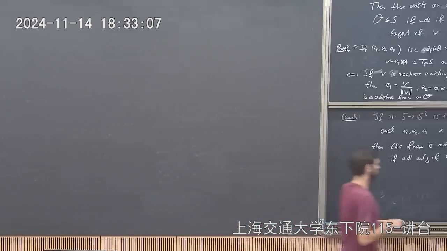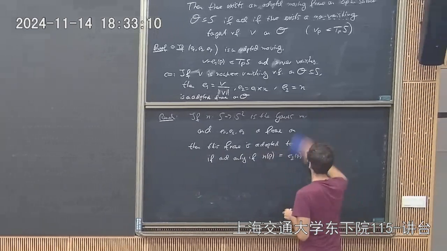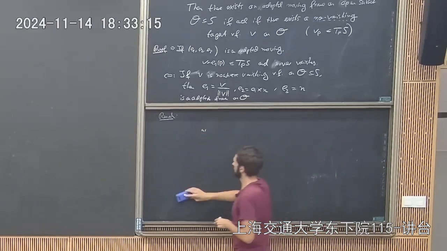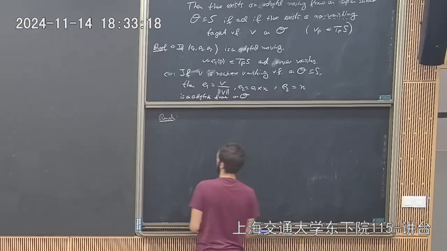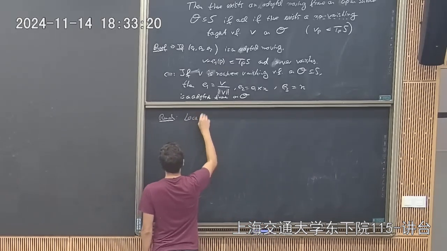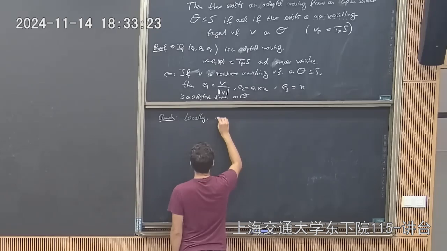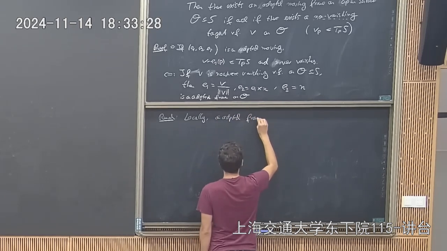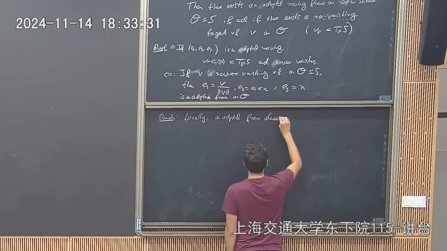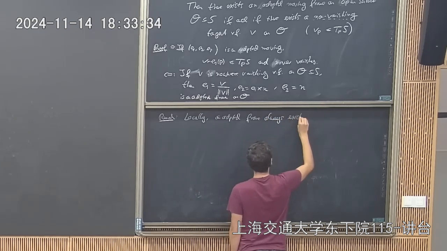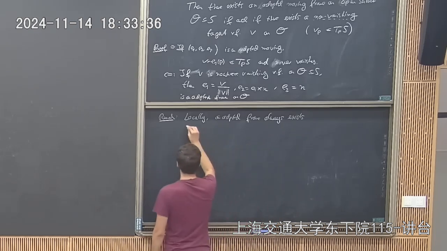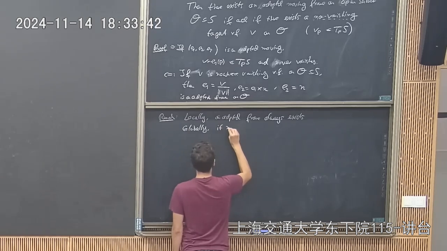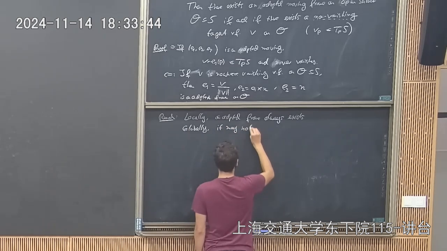So what we see is that the consequence is that locally an adapted frame always exists, but globally it may not exist.